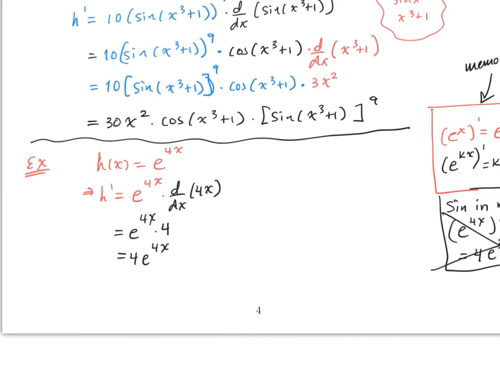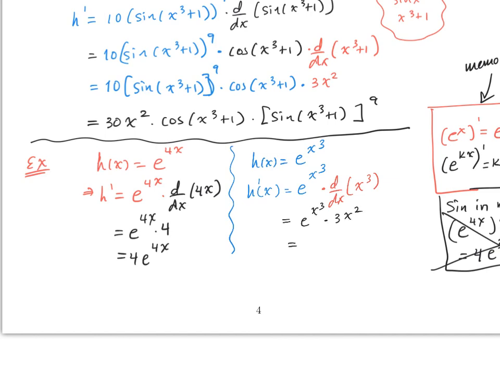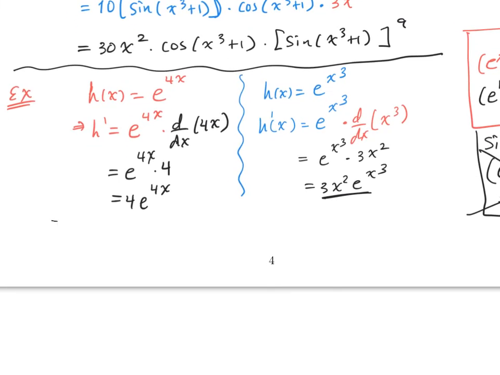All right, so now let's try one more with this. Let's say that h of x is equal to e now to the x cubed. So the derivative will be e to the x cubed. So you just rewrite whatever you have times the derivative with respect to x of the exponent, which in this case is x cubed. So therefore this will be e to the x cubed times 3x squared. So therefore this is 3x squared e to the x cubed, right?